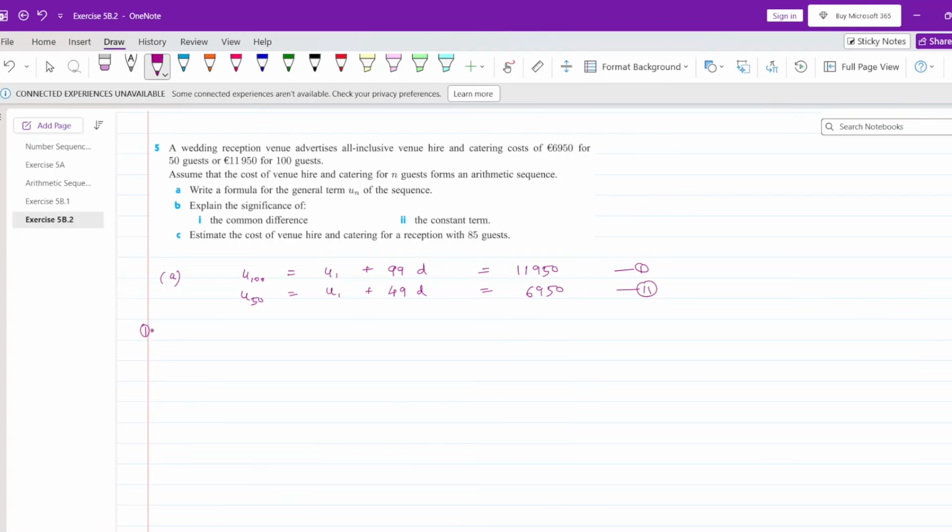Now if we subtract equation 2 from equation 1, we have negative signs, and this u1 will cancel this u1 and we will be left with 50d equals 11,950 minus 6,950, that is 5,000 euros, and d equals 5,000 divided by 50. So this is going to be 100. So d equals 100 euros per person.